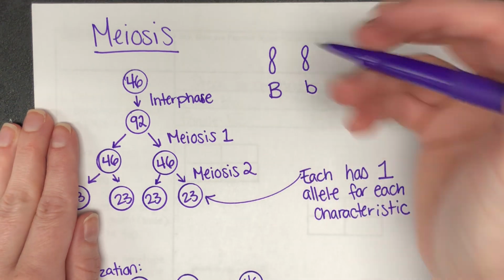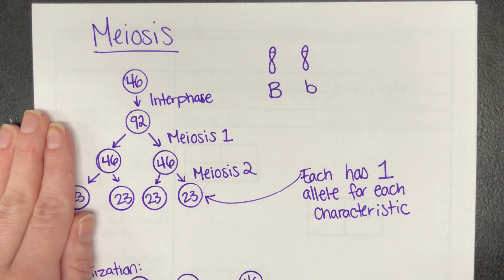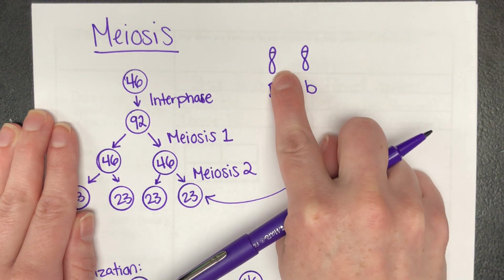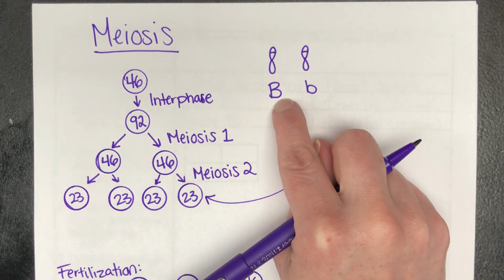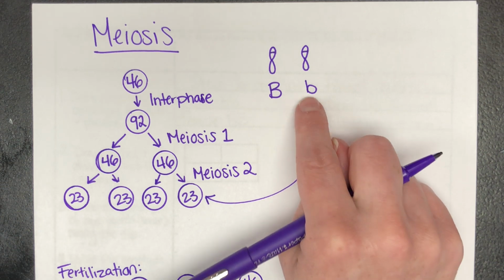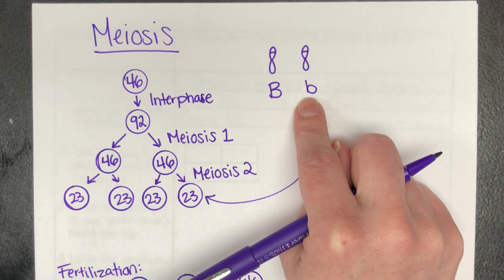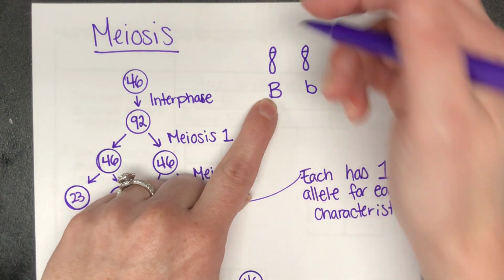Now remember, on each one of these chromosomes, you have a gene. So these would be homologous chromosomes. Here would be your gene, and you can have different alleles for the gene. In this case, I'm using a big B for brown hair allele and a little b for a blonde hair allele. So during interphase, these are copied.